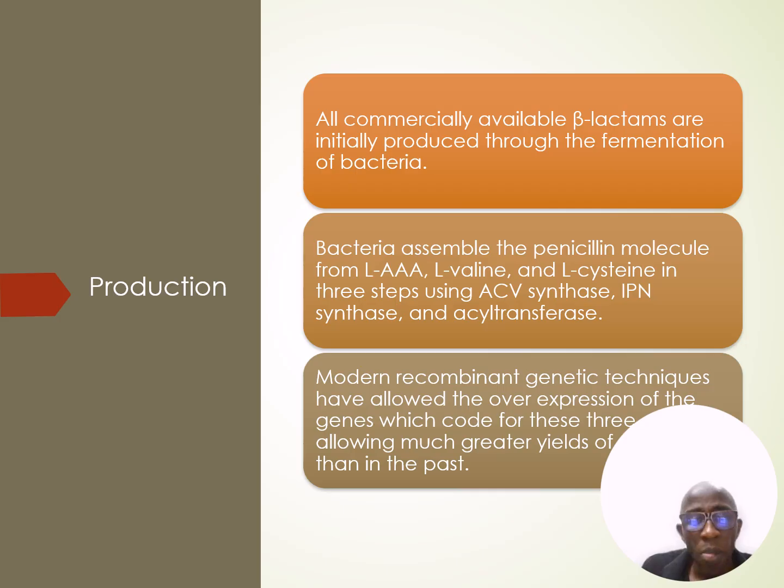So, talking about commercial production, all commercially available beta-lactams are initially produced through the fermentation of bacteria. Bacteria assemble the penicillin molecule from L-aminoadipic acid, L-valine, and L-cysteine in three steps using ACV synthetase, IPN synthase, and acyltransferase. We use modern technology to increase the expression of the genes that code for these three enzymes, allowing for much greater yield.